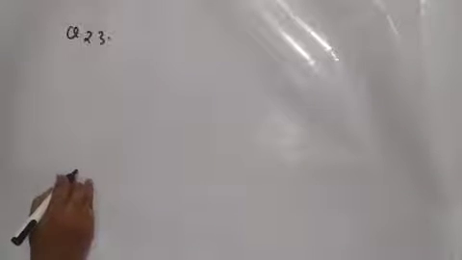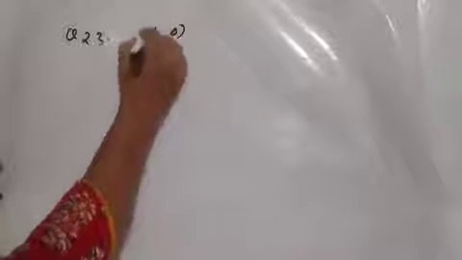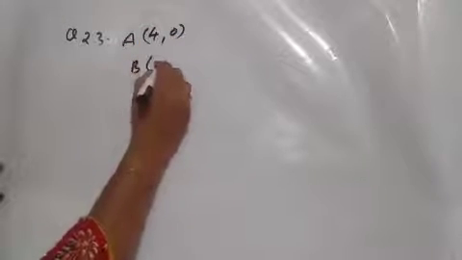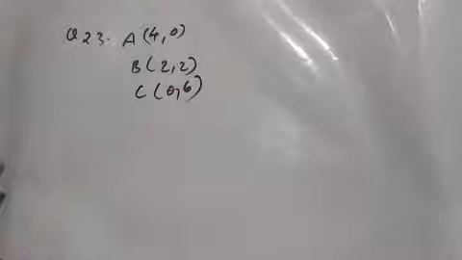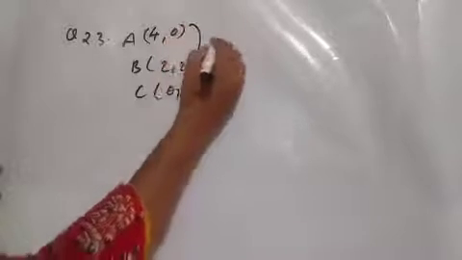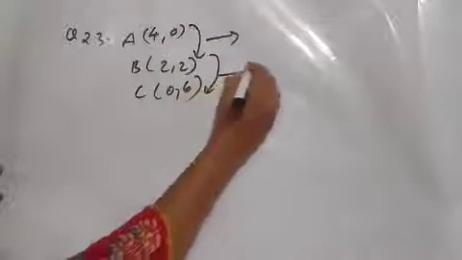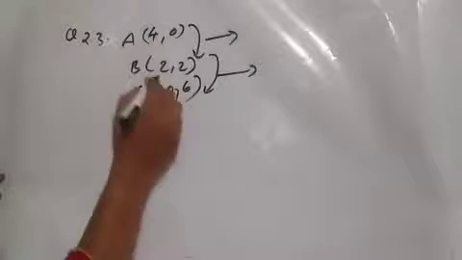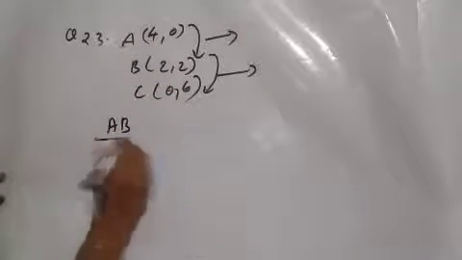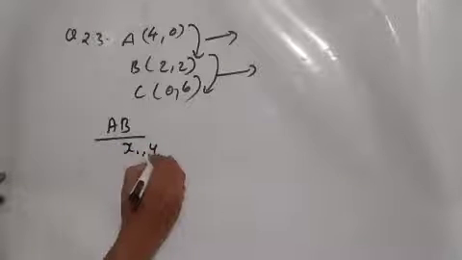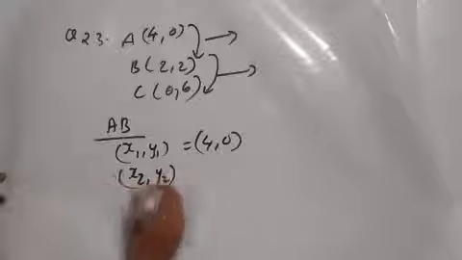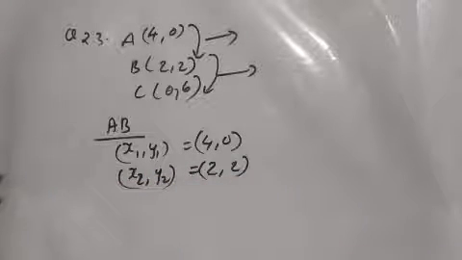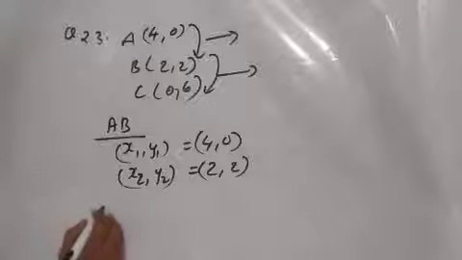So next question is question 23. The points A, B, C are 4, 0, 2, 2 and 0, 6. Find the equations of AB and BC. You have to find the equation of AB and equation of BC. So we know the 2 points. To find the equation of AB, x1, y1, one point is 4, 0 and other point is x2, y2, that is 2 and 2. Okay, when we know 2 points, it is easy to calculate the equation, no?